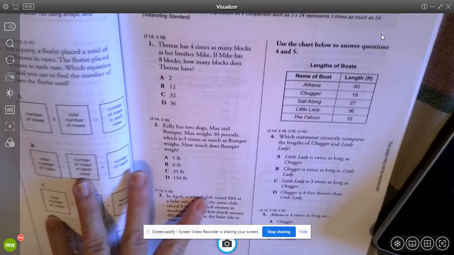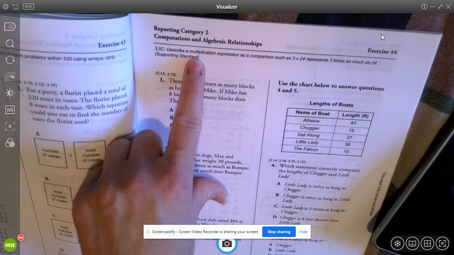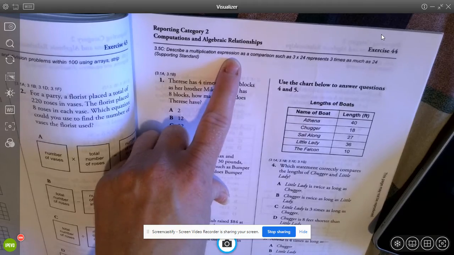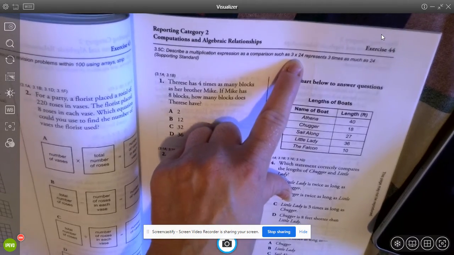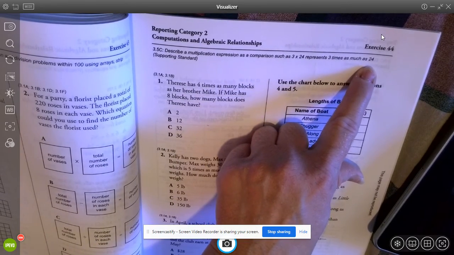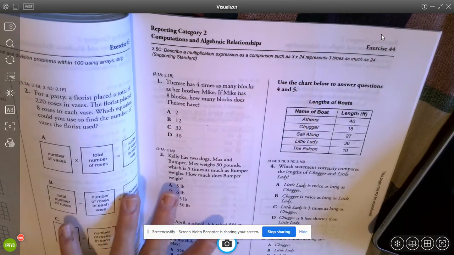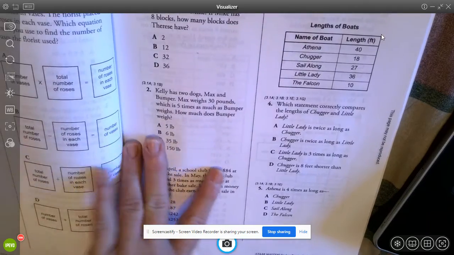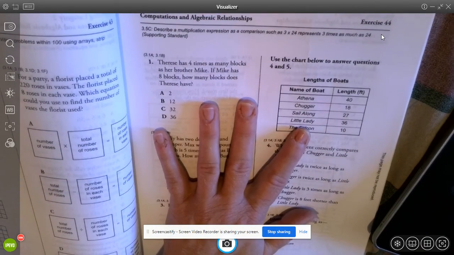All right, let's go ahead and get started. If you look at the title, it's saying describe a multiplication expression as a comparison, such as 3 times 24. That means 3 times as much as 24. 3 24s. So I add up 24, 24, 24, or 3 times 24. Okay. Now, this is page 87 again. You'll need to know how to do 87 so you can do 88 and 89. All right, here we go.